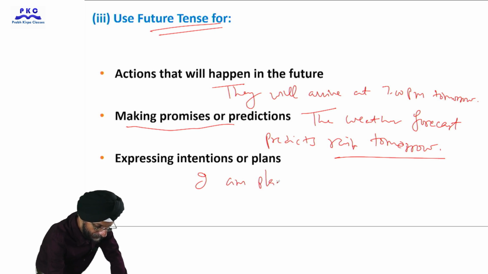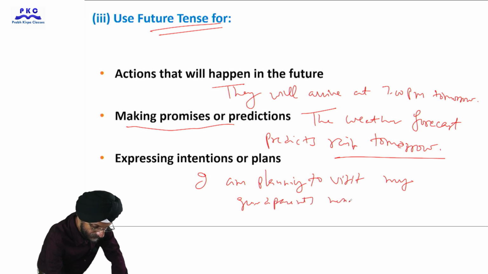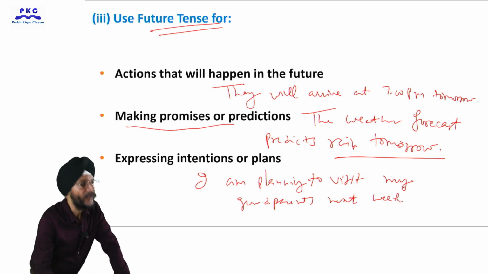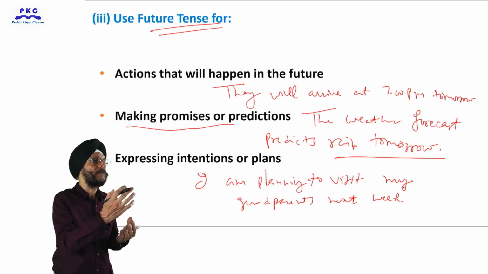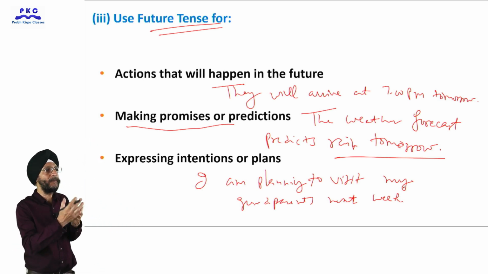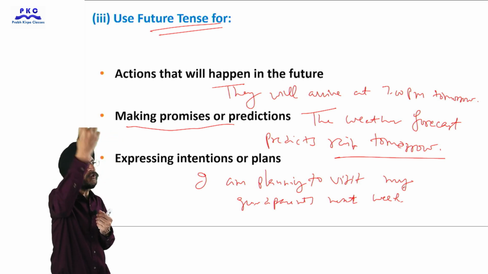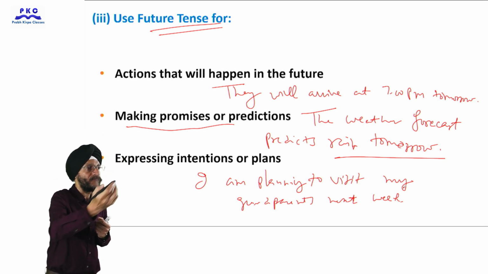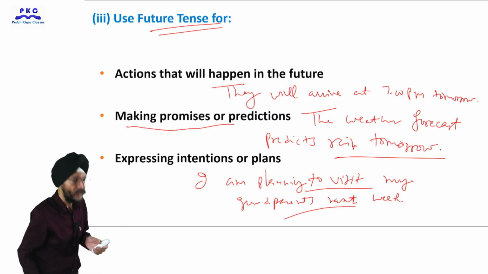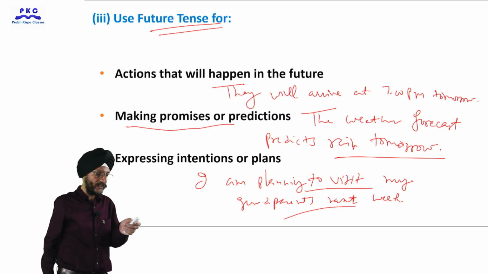I am planning to visit my grandparents next week. So here we are making a plan, or we are expressing a plan to visit relatives at a future date. So here again we have to use future tense.